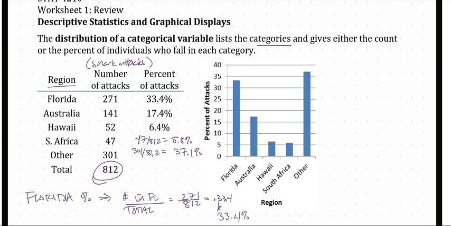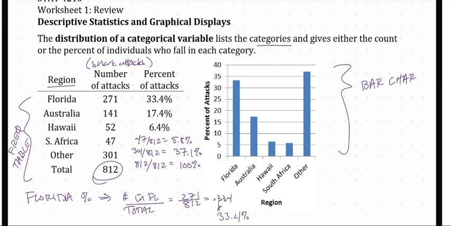Now if we wanted to find the total percentage, the total should equal 100% because there is no more than 100%. And so of course we would do that by the same method as before, 812 divided by 812, and that just equals 1, or 100%. So our total should always equal everything, or 100%. Now if we wanted to represent this frequency table graphically, we could do that with a bar chart, which is represented on the right.